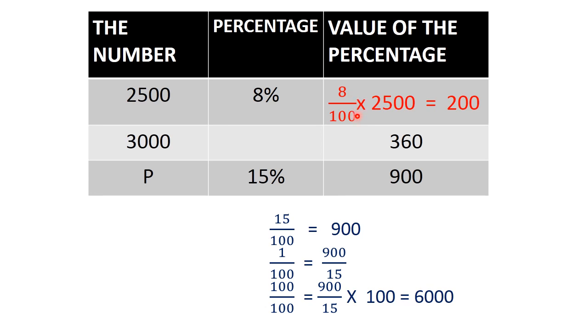8 over 100 into 2500 equals 200 rupees, or whatever unit.